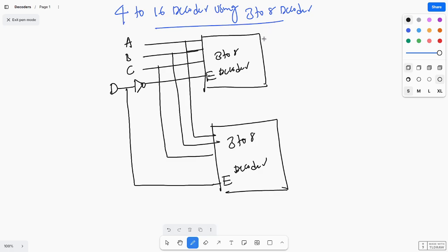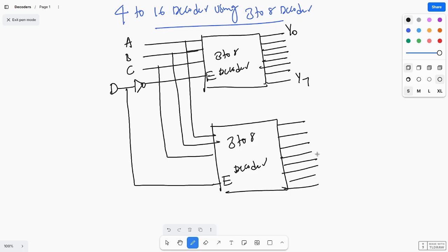So 8 means what, here you have the outputs Y0 to Y7, and similarly 1 2 3 4 5 6 7 8, these are the outputs from Y8 to Y15. So from here you can analyze: when D equals 0, it becomes 1 and then 0 after the inverter. So which will be active? This will be active and this will be deactive, so you are getting Y0 to Y7 outputs.